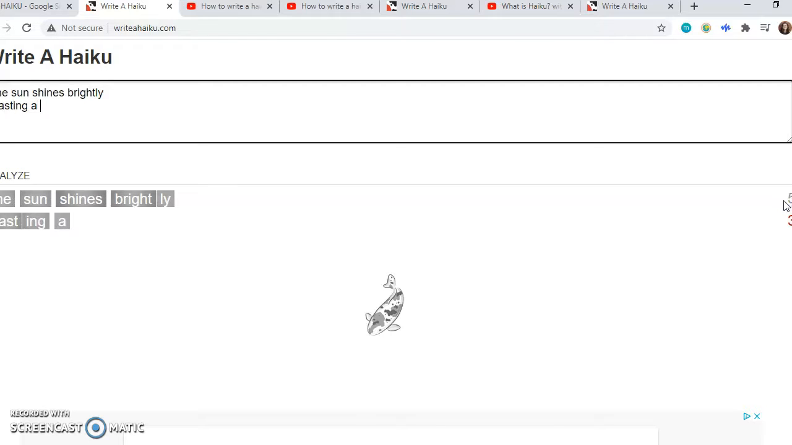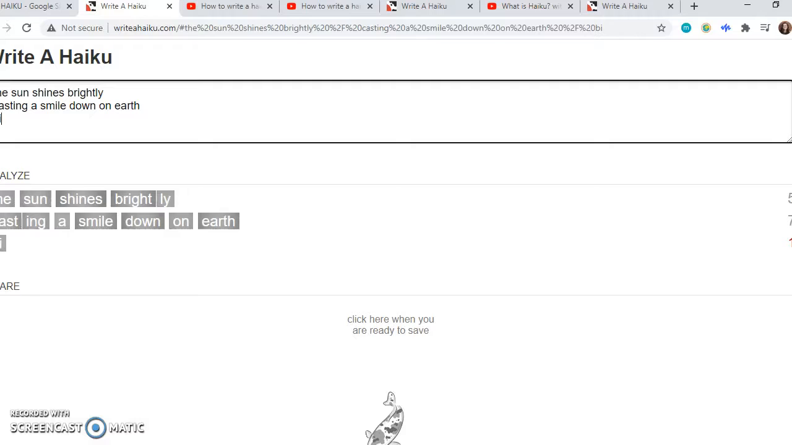Casting a smile. That's 4. Down on earth. How many is that? So we see over here it's 7, but let's count it out. Casting a smile down on earth. Birds dance in the glow. How many is that? We check over here, it's 5, but let's make sure. Birds dance in the glow.